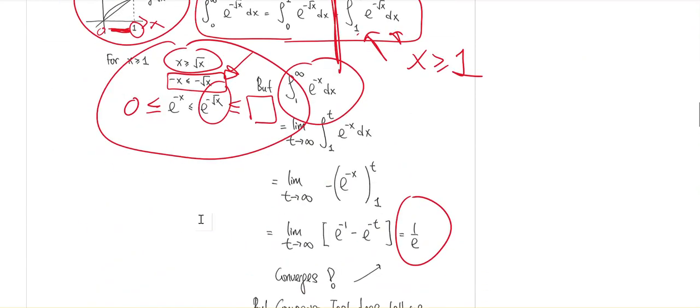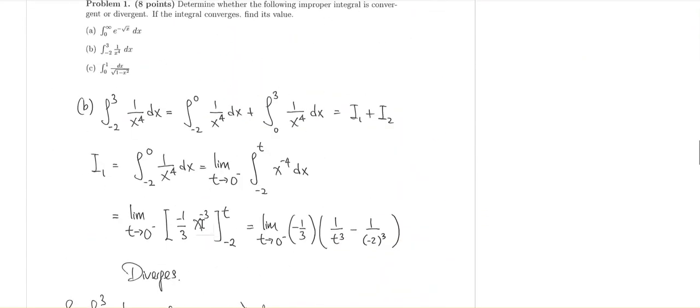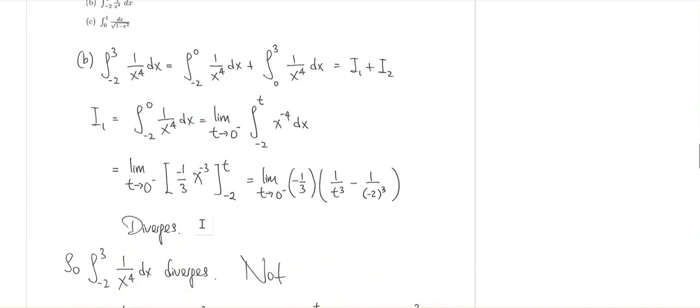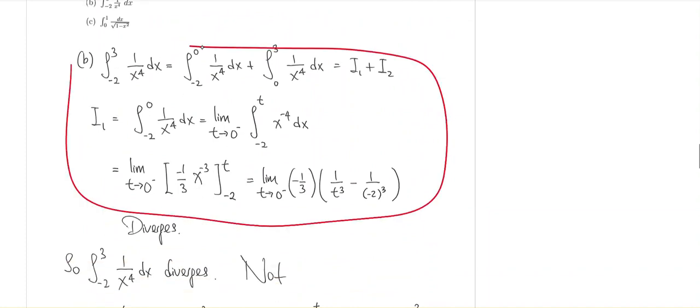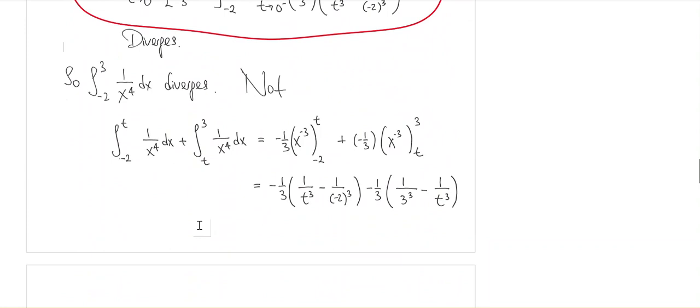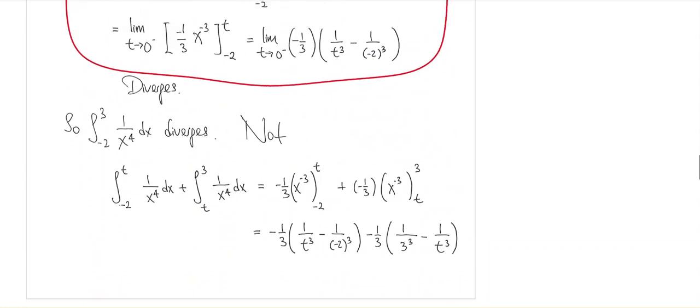Now, some of you did it this way, which is very dangerous. So this is the proper way of doing it. Some of you did it this way: you split it into 2 parts, and then instead of investigating this and this separately, you actually put them together like this.